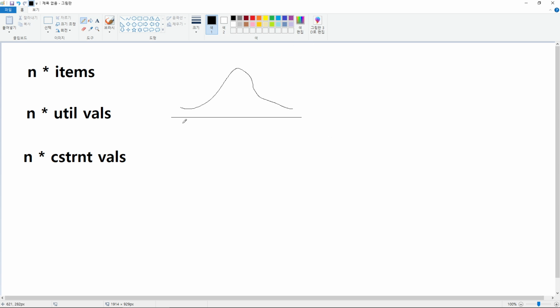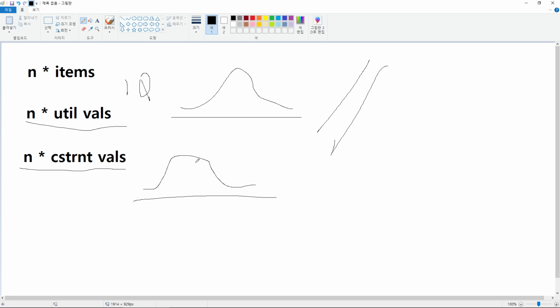And if, for example, it was 10 items, the 10 utility values would be sampled from here, 10 times. And then when that is done, we have this set of values to be used as constraint values, and then we are going to sample from another distribution, another normal distribution. Doesn't matter if it's the same distribution as this one, but we're just going to sample it 10 different times again, so that we would have 10 utility values and 10 constraint values.